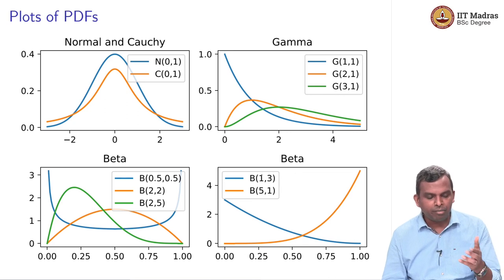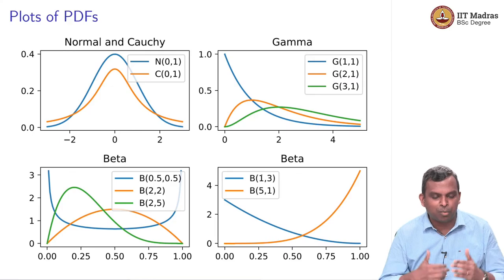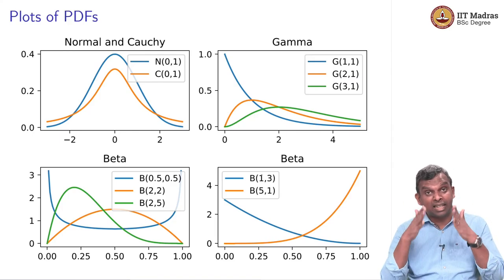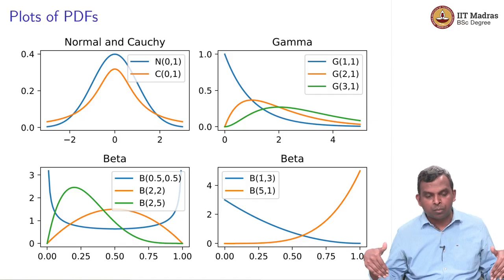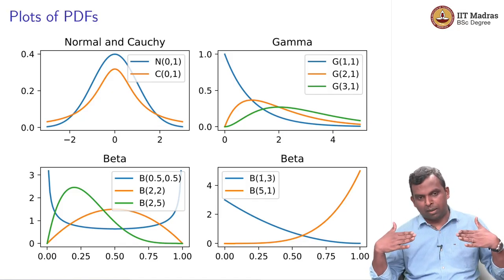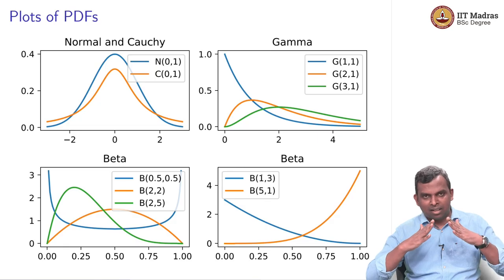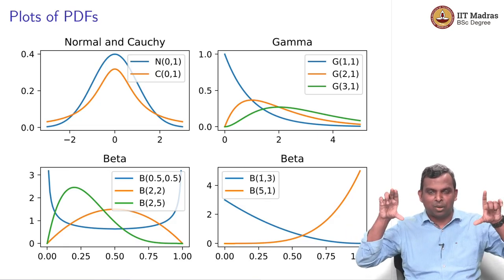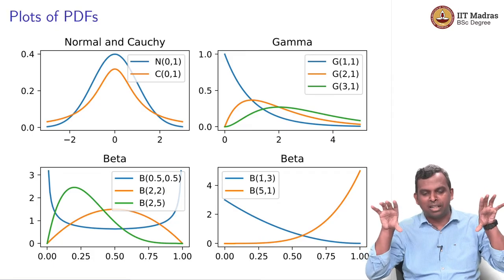So the normal and the Cauchy distribution, I plotted them one on top of the other. If you remember, the normal distribution is e power minus x squared. It falls exponentially, and Cauchy is only 1 by x squared. So you can see the Cauchy sort of is below normal, but the tail is thicker. Heavier tail, it goes above the normal distribution in some sense.